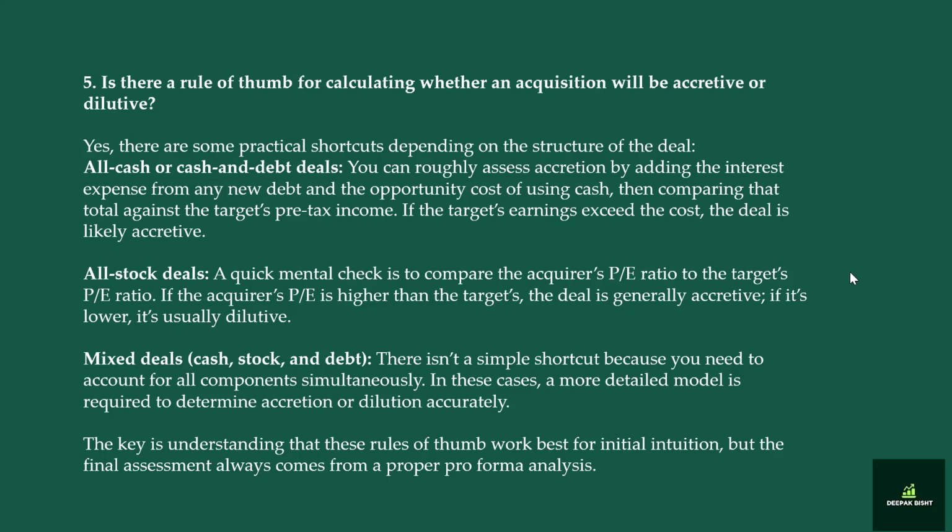And third is the mix of deals where cash, stock, and debt are used. You account for interest expense, foregone cash interest, EPS dilution from stock issuance, and synergies or integration costs all at once. There is no simple rule of thumb because each component interacts with the others. So if you are using a mix, you will need to make a pro forma model where you forecast combined net income, calculate weighted average shares outstanding, and compute post-deal EPS. The key is to understand that rules of thumb work best for initial intuition, but the final assessment always comes from a proper pro forma analysis.